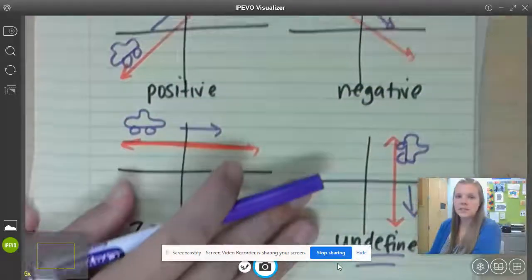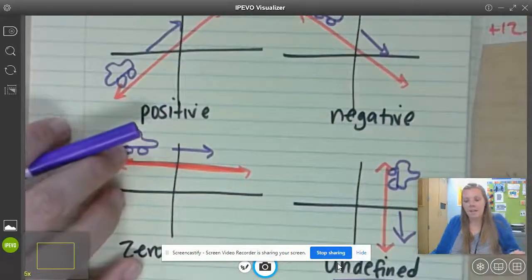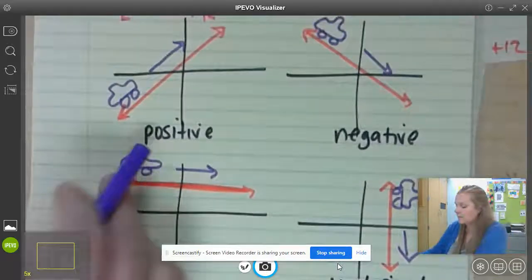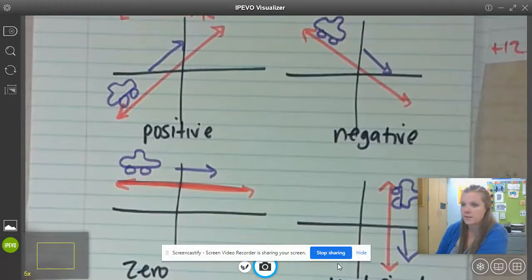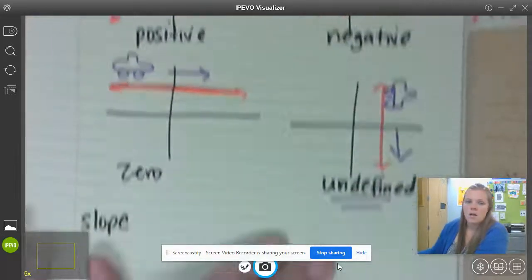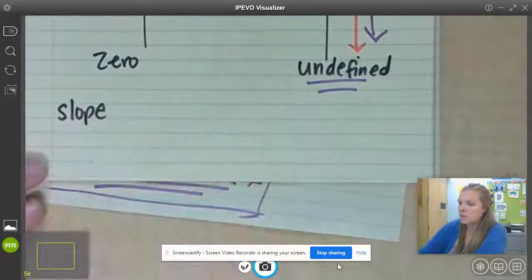This is important because as we're working, if you graph a line and you think the slope is positive, it should look generally like this. So this is going to be a way that we can check our work to make sure we're doing this appropriately.